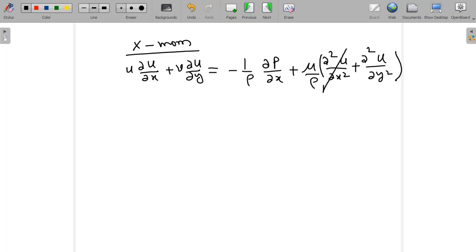this part can be neglected with respect to this part, because delta square is much less than L square. And you need not write del p del x anymore, because p is only a function of x, that we have seen from the analysis of the y momentum equation. So if p is only a function of x, then you can directly write this quantity as dp dx.